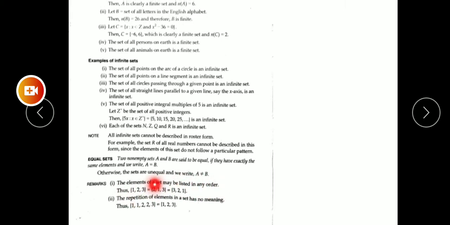The elements of a set may be listed in any order. For example, A and B as {1, 2, 3}, {2, 1, 3}, {3, 2, 1}. All the elements are equal but the place is different. The position of the elements does not matter.